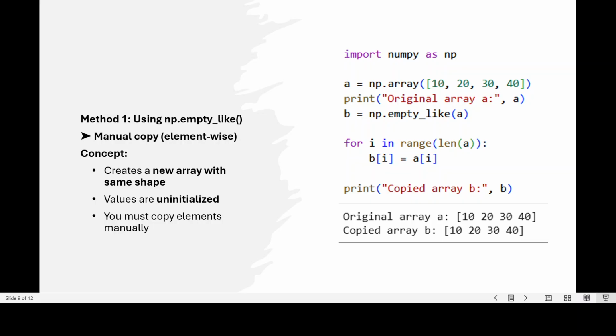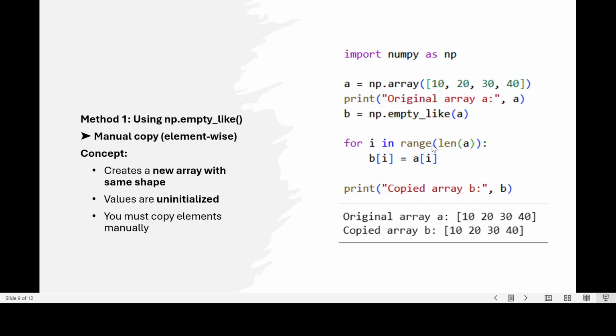Let's understand the program. Here we are working with NumPy, so I am importing the NumPy module, import numpy as np. Then I am creating a single dimensional array by using the function np.array() and storing it in a variable a. This a is my original array. Then b equal to np.empty_like(a). This function creates another array called b. The new array has the same size and data type as a, but its elements are not copied automatically. Initially, the values inside b are undefined.